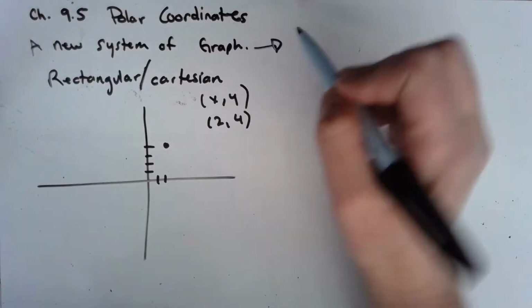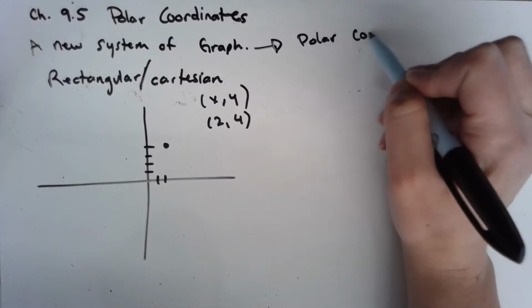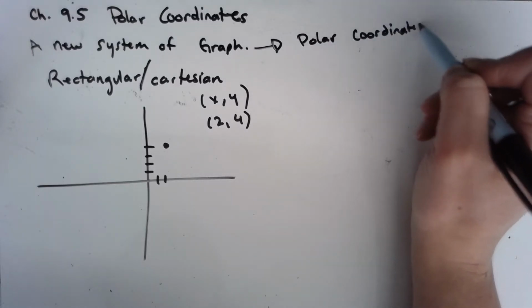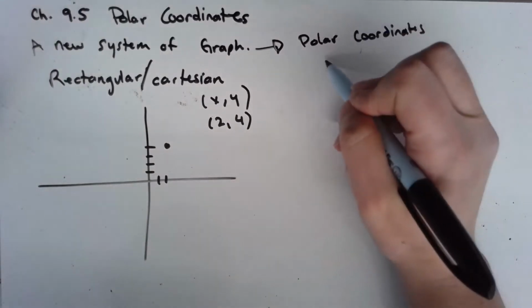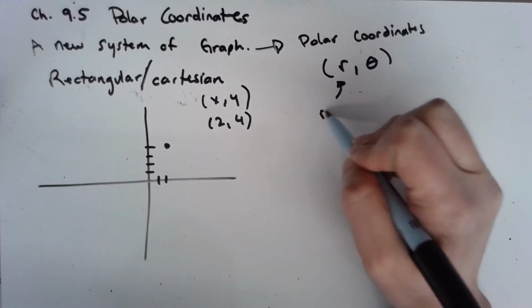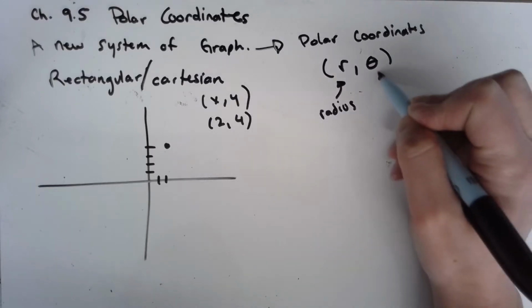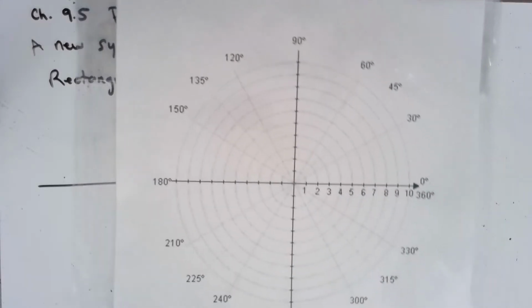With our new system, you probably guessed it, polar coordinates. Polar coordinates are very similar to polar vectors. A polar coordinate is going to have an r and a theta. R is going to be a radius, and theta is an angle. This looks like polar vectors, but with coordinates, we're not drawing a line. We're actually looking for a point. And with polar coordinates, we're going to have something that looks like this.